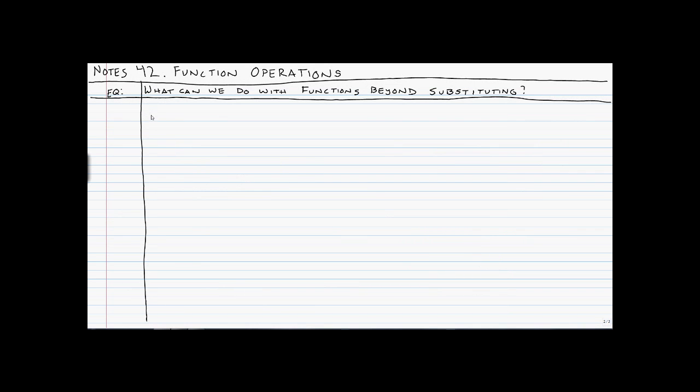Okay, so now that we've worked with substituting, it's like we want to add to our essential question: what can we do with functions beyond just substituting? Because that's all we really did, was talk about what the notation meant and how to use that rule and input and get an output, all that stuff.